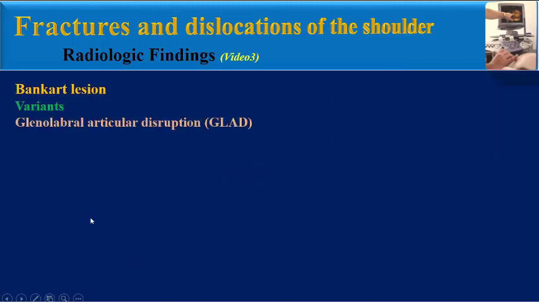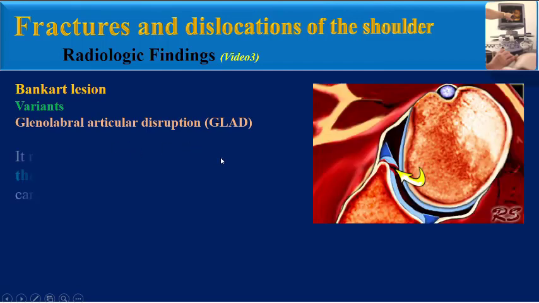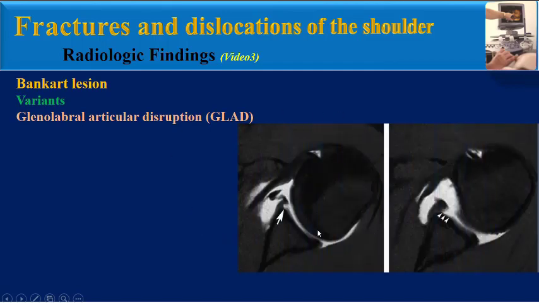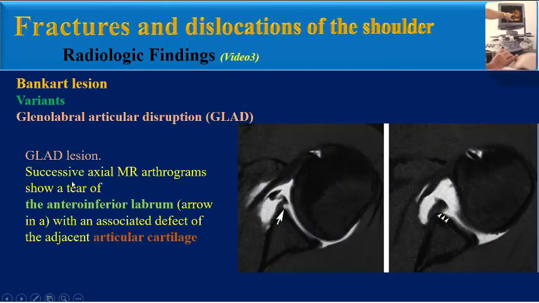The last variant is glenolabral articular disruption. It represents a partial tear of the anteroinferior labrum with adjacent cartilage damage. This is an example of GLAD lesion. In these successive axial MR arthrograms we can see a tear of the anteroinferior labrum with an associated defect in the adjacent cartilage, suggestive of a GLAD lesion.